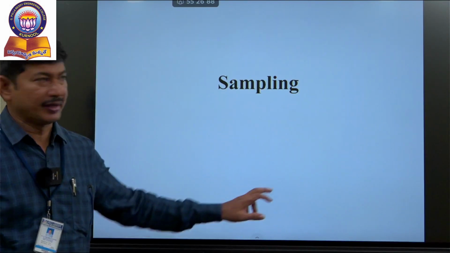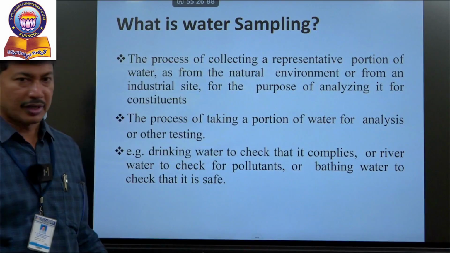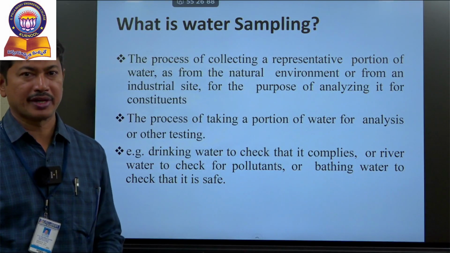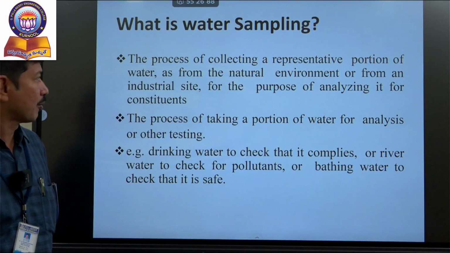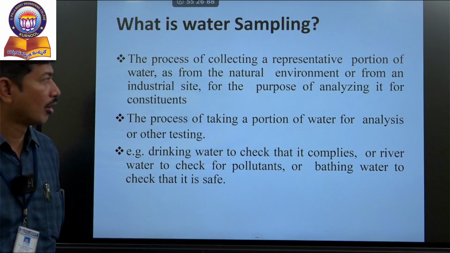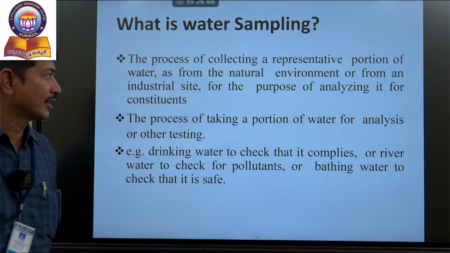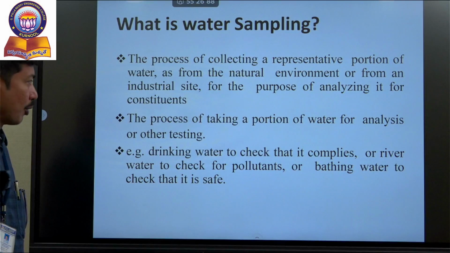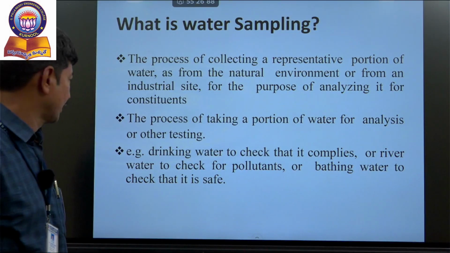What is sampling? Sampling means a representative portion of water collected from the source. The process of collecting a representative portion of water from the natural environment or from an industrial site for the purpose of analyzing it for constituents. The process of taking a portion of water for analysis or other testing is known as sampling.